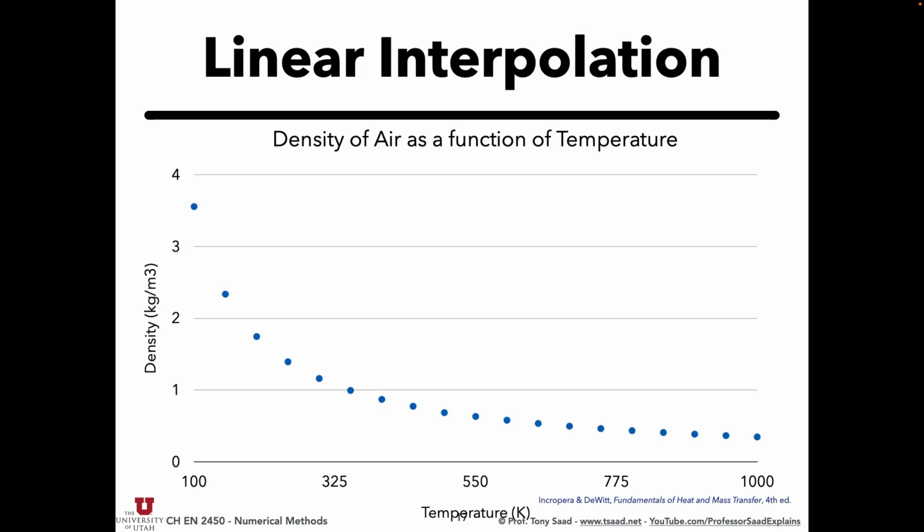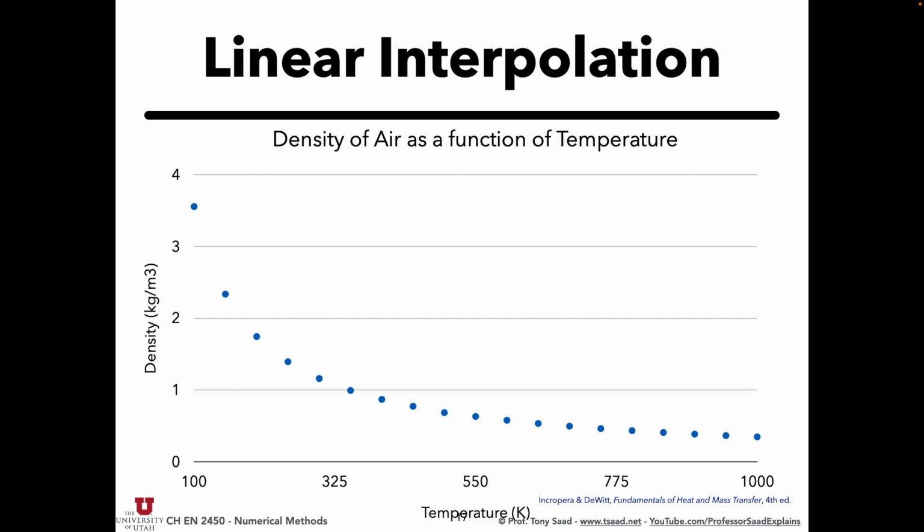Here's an example of another set of data that we will work with next. It's density of air versus temperature. We know that at high temperatures, air gets lighter. It starts rising, the density gets lower, and at low temperatures, the molecules tend to cluster together, so they increase the density. And indeed, this is what this data plot shows.